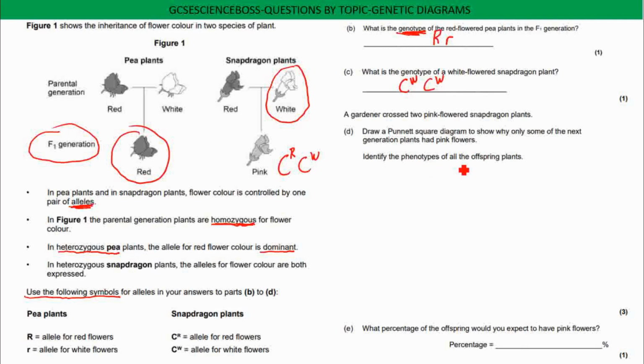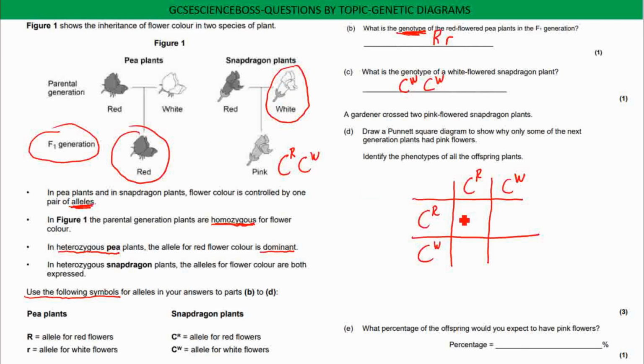Identify the phenotypes of all the offspring. All right, so we set up our square here. It doesn't matter which one goes at the top and which one goes at the side, but we're doing pink flowers. So it has to be CR, CW, CR, and CW. That would be the genotype of the pink flowers before you cross them, the pink snapdragon.